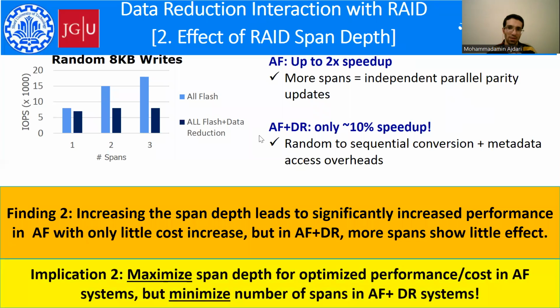This interesting finding leads to a new best practice that for the baseline all-flash systems, maximizing the number of spans helps the performance, but with data reduction present, it is best to minimize the number of spans to reduce the number of SSDs and their cost accordingly.